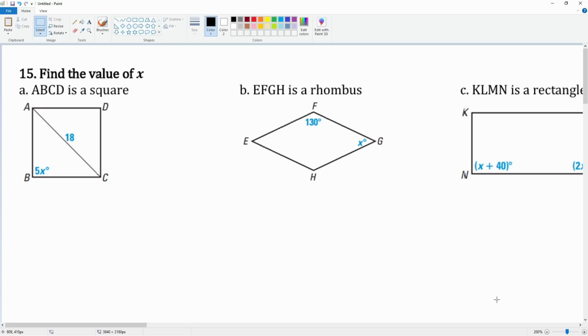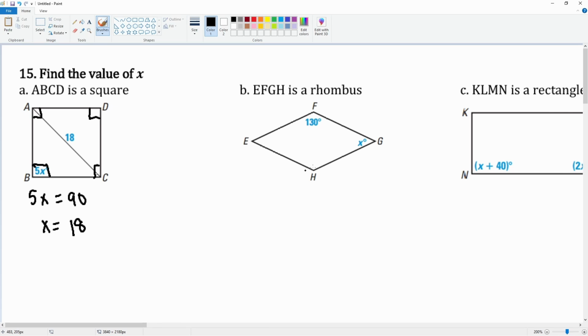All right, let's do 15. You're solving for x. We know ABC is a square. So if ABC here is a square, we know all this is 90 degrees. Therefore, 5x has to be equal to 90 degrees. Divide. This gets you 1. This then gets you, what, 40.